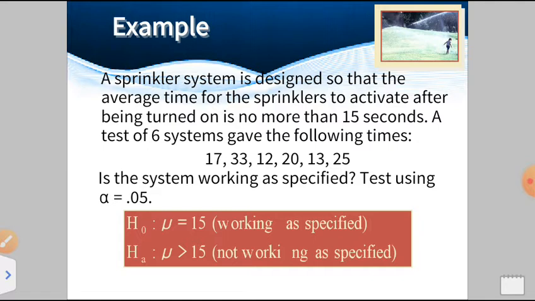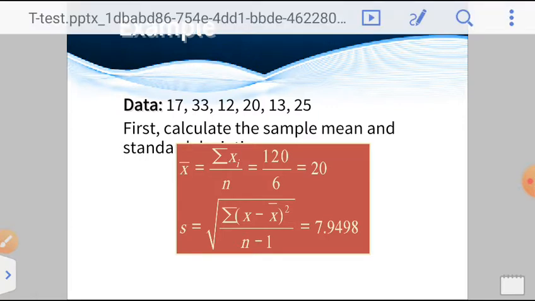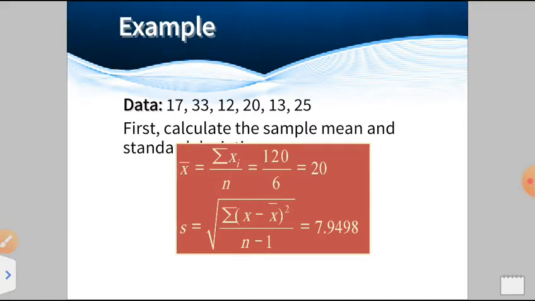So let us start. The first thing is the data given to us: 1, 2, 3, 4, 5, 6 values are there. N is 6. The first thing we need for the t-test is the mean and the standard deviation. In theory, we calculate x bar as the summation of all values divided by the total number of samples, which is 6. So we are getting 20, and the standard deviation we get by the formula. Now let us see how to do the same thing in Open Office or Excel.